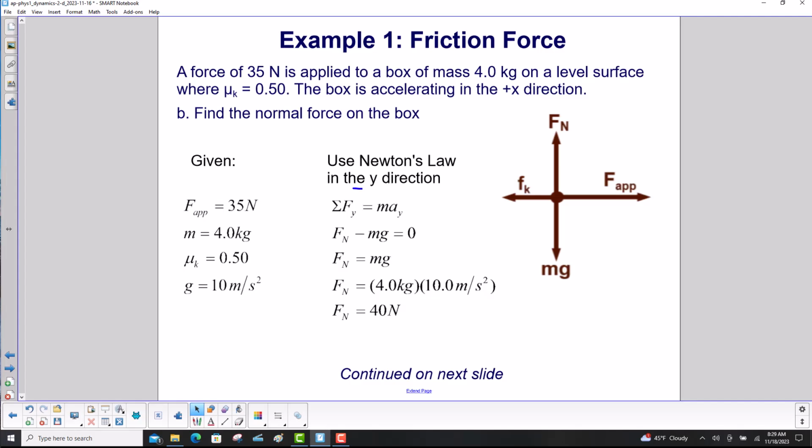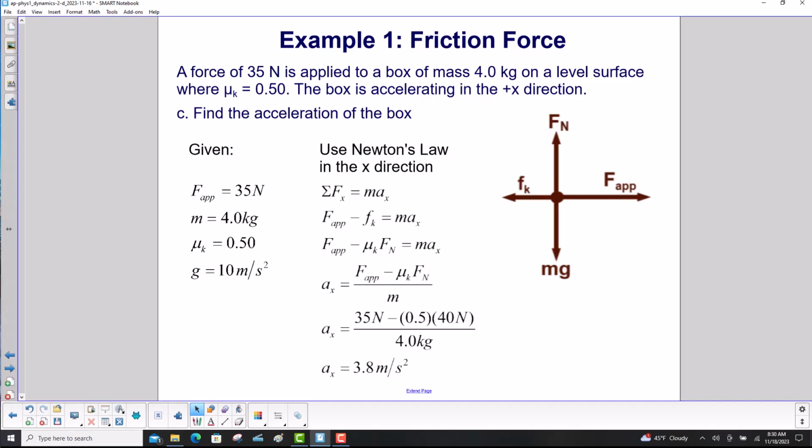Find the normal force. Once again, start in the y direction. The sum of the forces is equal to ma. You have normal force minus mg equals 0. Normal force equals mg. Substitute in the numbers, and we get a normal force of 40 newtons. And of course, here's our givens.